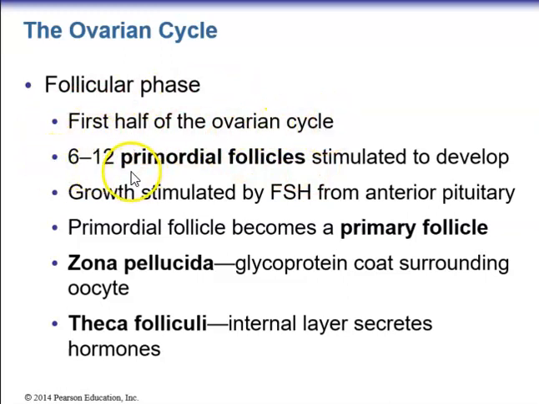The follicular phase makes up the first half of the ovarian cycle. About 6 to 12 primordial follicles are stimulated to develop, and the growth is stimulated by follicle stimulating hormone, the same hormone that has its effects on the male reproductive system. Follicle stimulating hormone is secreted from the anterior pituitary gland. A primordial follicle will then become a primary follicle, which has different layers. For example, there's a zona pellucida, a glycoprotein coat that surrounds the oocyte, and then there's a theca folliculi, the internal layer that will secrete hormones.